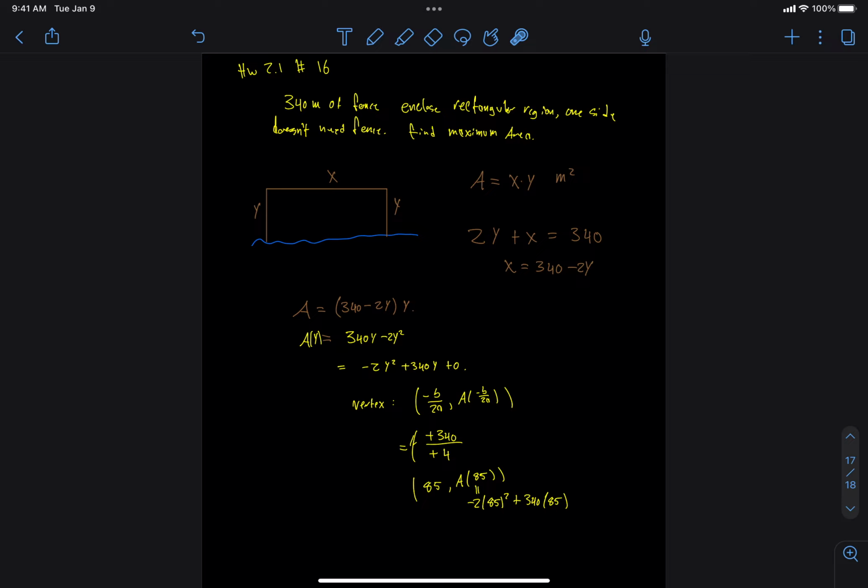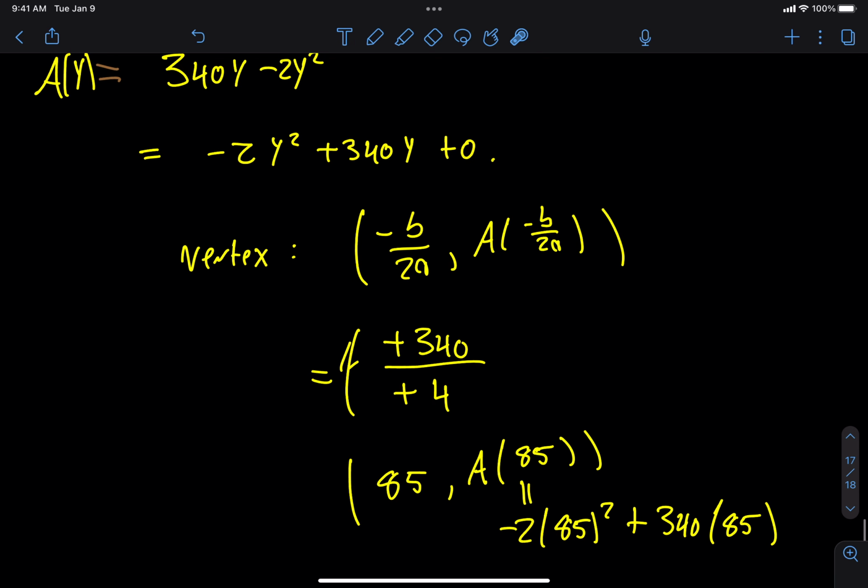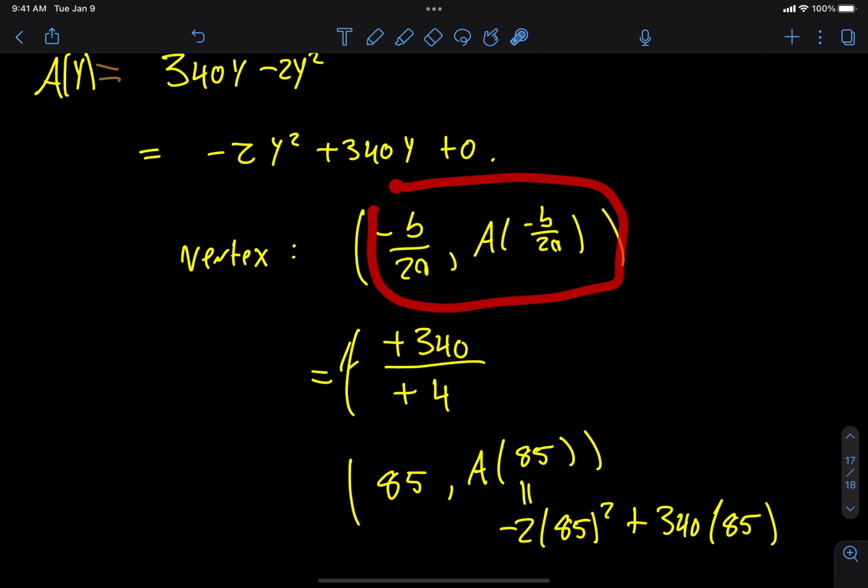Okay, it determines whether you have a min or a max. The only other thing we used here was that the vertex of a quadratic is always at negative b over 2a. That's always the x value, and then the y value will be whatever you get when you plug it in to the quadratic function.